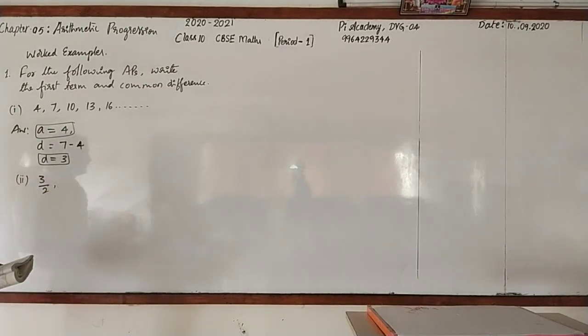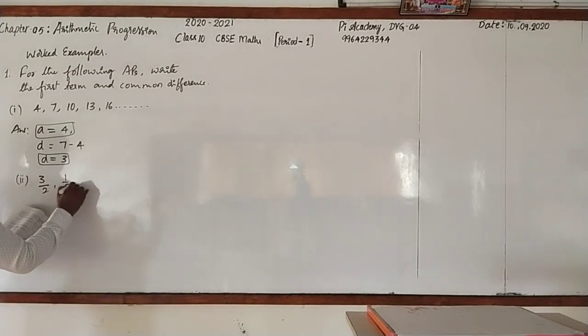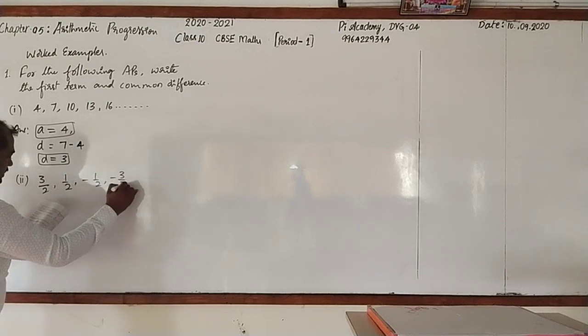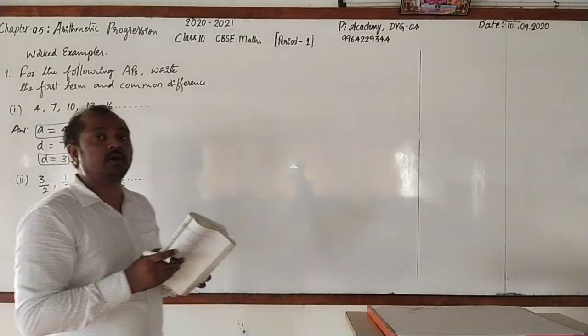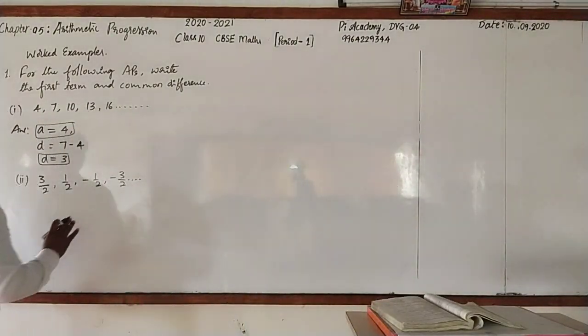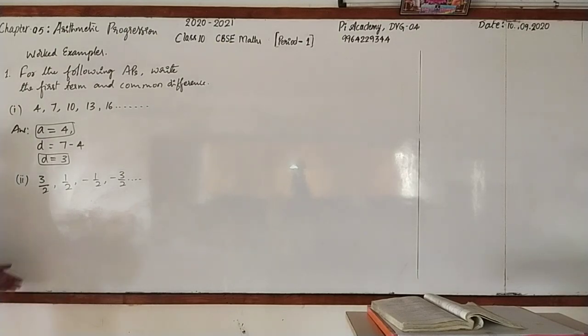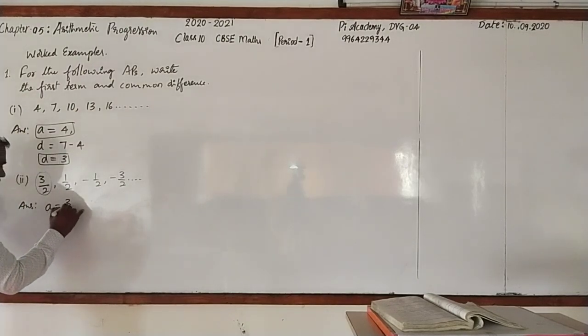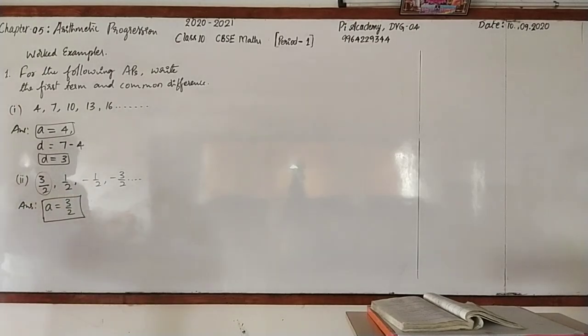It is 3 by 2, 1 by 2, minus 1 by 2, minus 3 by 2 and so on. Here also we have to write the first term and common difference. Let's start writing it. Which is the first term? Just by observing only you can tell that. This is 3 by 2. This is the first term.